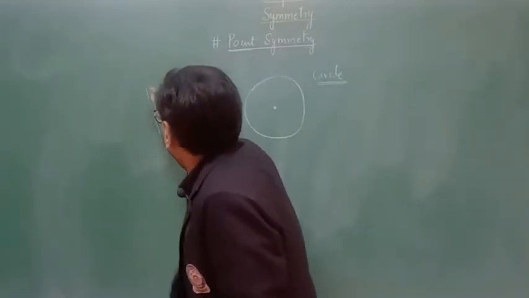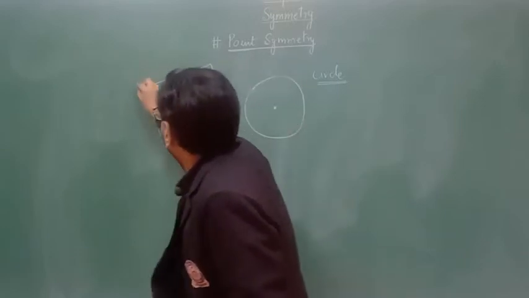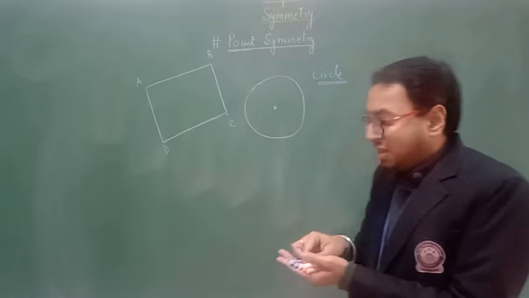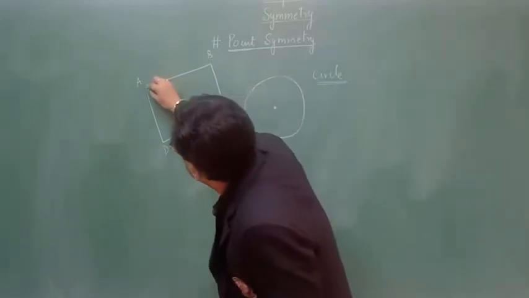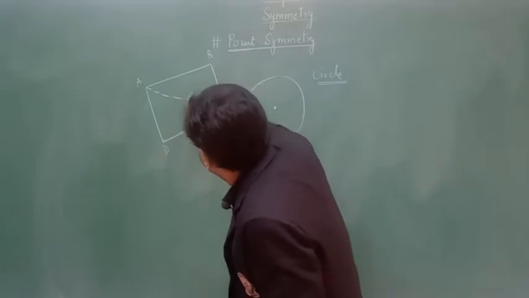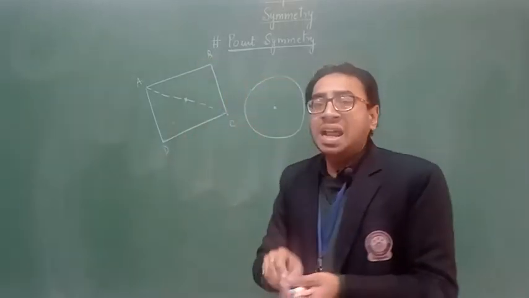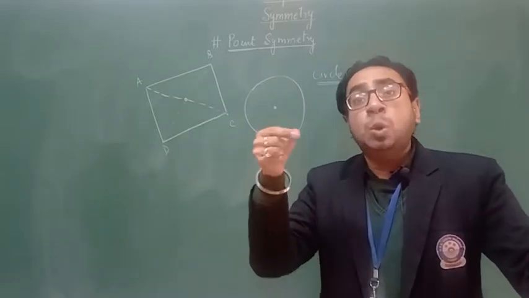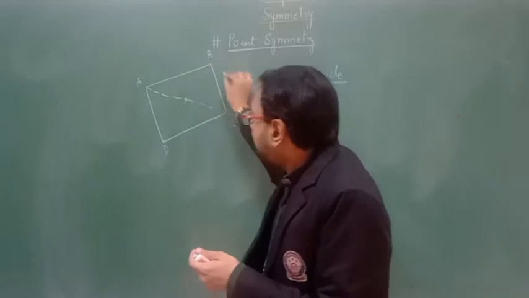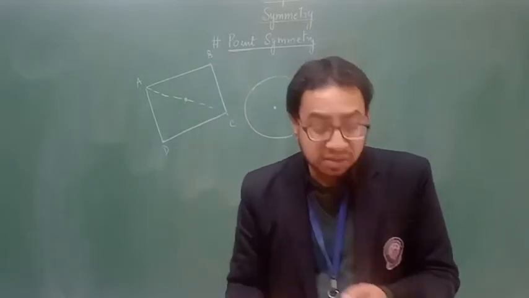Let's say I'm considering a parallelogram, this is a parallelogram ABCD. Now in this parallelogram, I'll draw two diagonals. This is one diagonal, this is another diagonal. Where the diagonals intersect at this particular point, I'll fix one point. And about this point, if I rotate this parallelogram, it will rotate and it will be symmetrical.